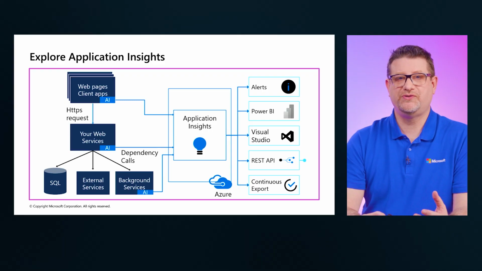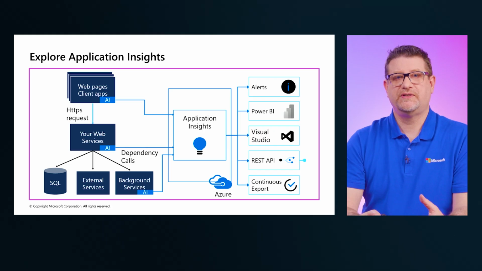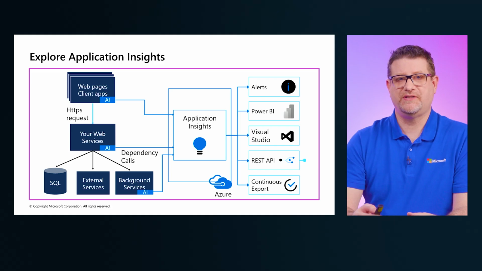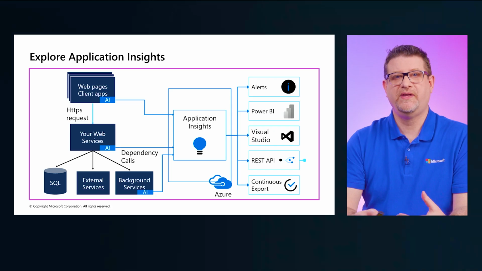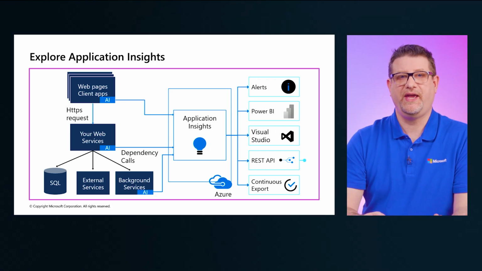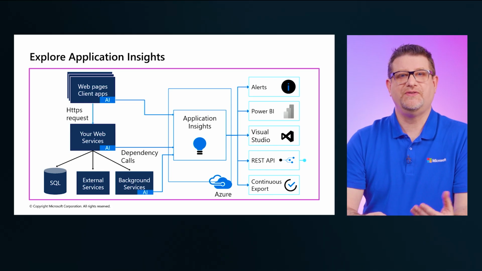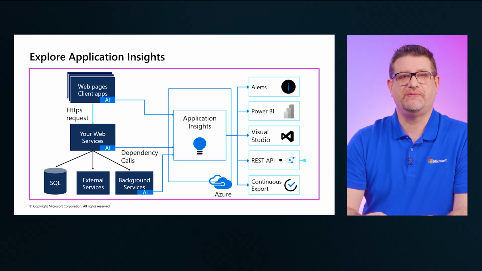Application Insights is a powerful tool within Azure that helps us monitor the health and performance of our applications, whether it's web pages, client apps, or backend services. It works by collecting telemetry, such as HTTP requests, dependency calls, and SQL queries from our application and its environment. This data is then visualized through dashboards that can be analyzed in real time, giving us a clear picture of how our application is behaving. Application Insights integrates seamlessly with other tools like Power BI for advanced visualization and Visual Studio for developer-centric diagnostics. And it even supports continuous export to external systems for deeper analysis.